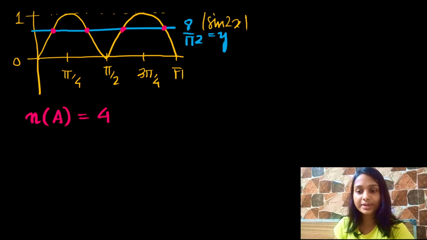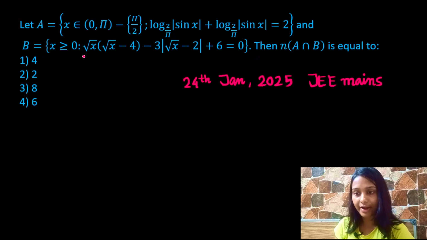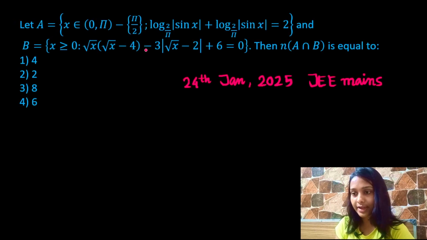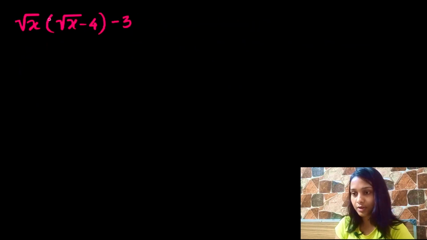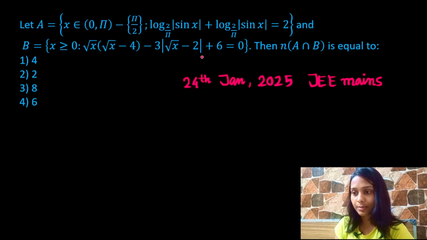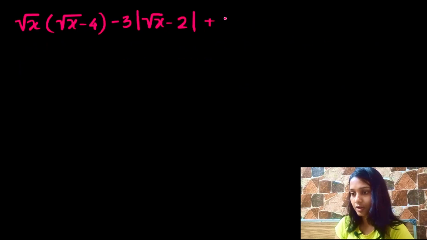Now let us come to the second part of this question, which is the set B defined like this. So let me first write down the equation. So we have root x minus 4, and here we have 3 minus root x by 2, so minus 3 mod of root x minus 2 plus 6 equals 0, this expression.